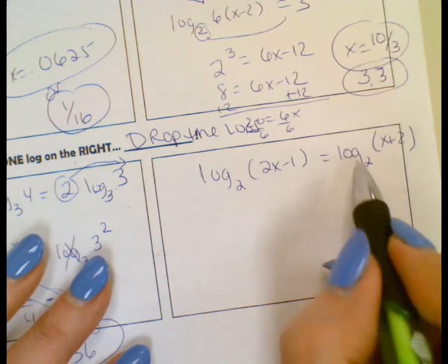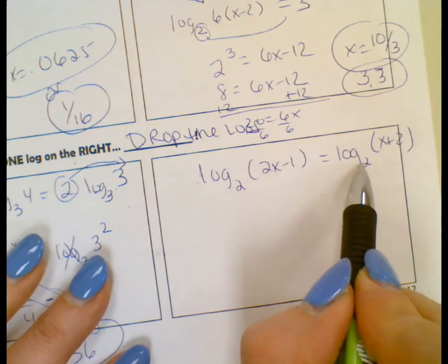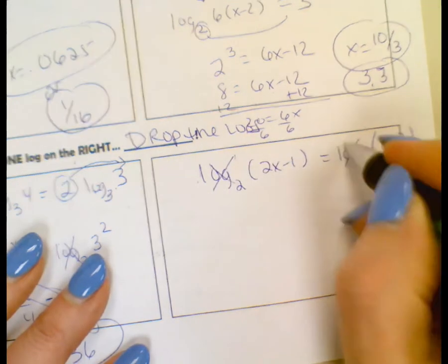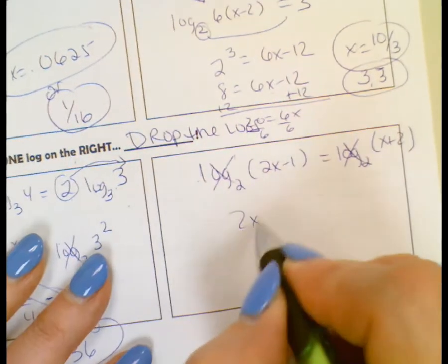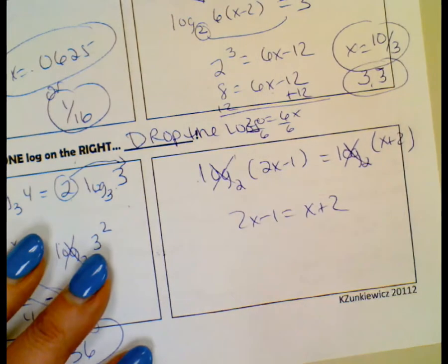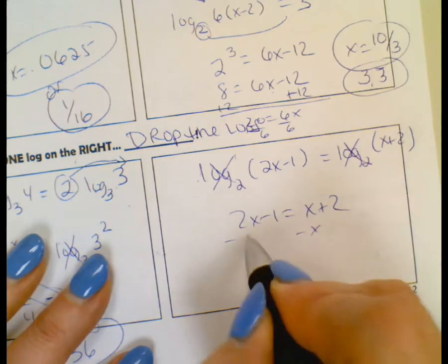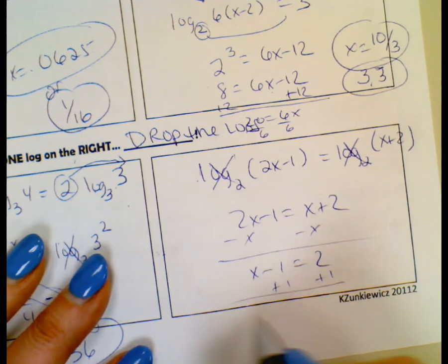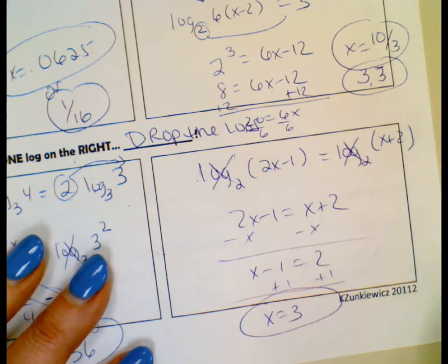Now this one does have, see this one? Log base 2, log base 2. There's nothing out front, nothing out front. There's a single log. We can just go ahead and drop right from the start on this one. So you have 2x minus 1 equals x plus 2. Let's subtract x to the other side. Add 1, and x is 3.